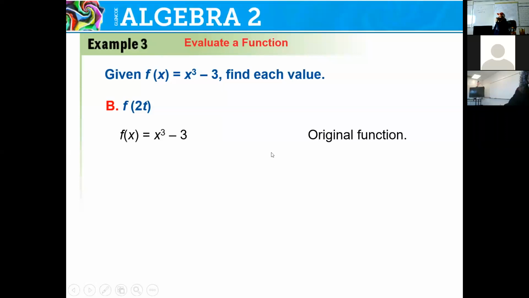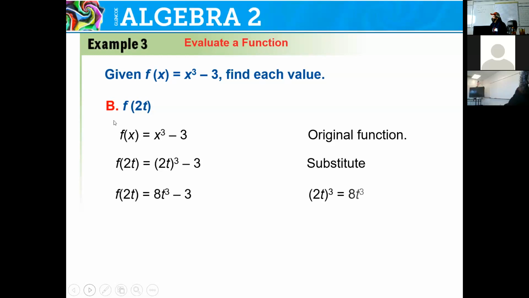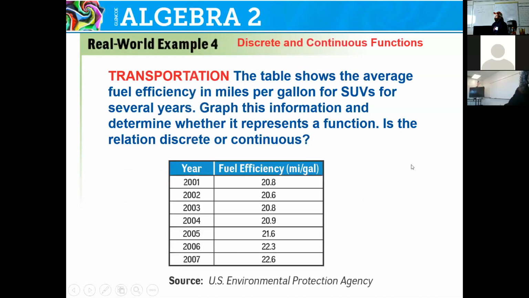Again, they write the original function. They substitute 2t for each occurrence where there's an x. They evaluate it. 2 cubed is 8. T cubed is t cubed. Minus 3, there's no other constant. There's no area that we can combine like terms, so this is the simplest form. So our answer is 8t cubed minus 3. Okay.